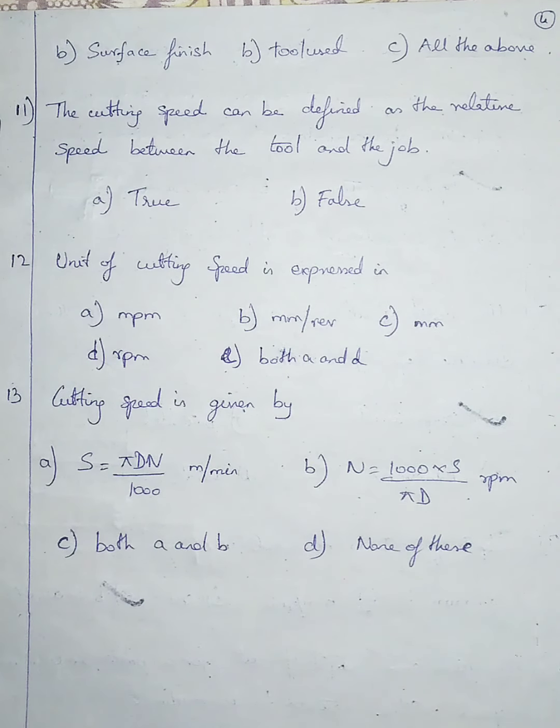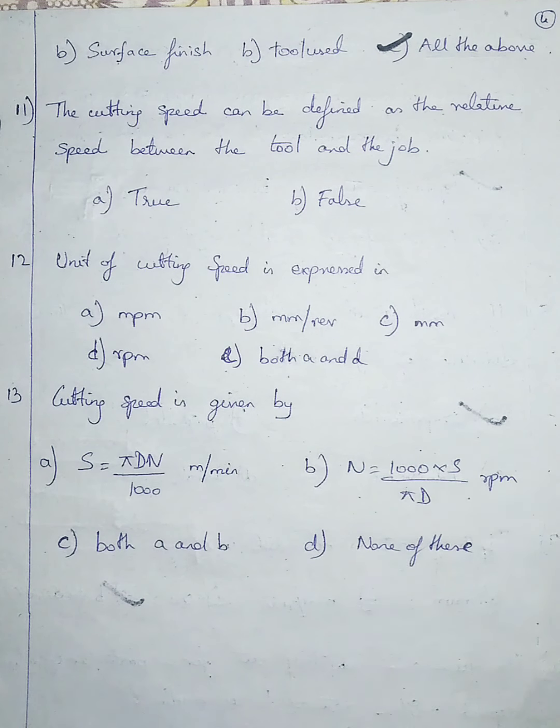For mild steel, if you are using a material like stainless steel, you need to give less feed. If you are using aluminum as a tool, the tool will break. So all the factors should be correctly used. What are the factors that determine the depth of cut and feed? The material to be machined, surface finish, and tool used. So I am going with option number C, all the above.